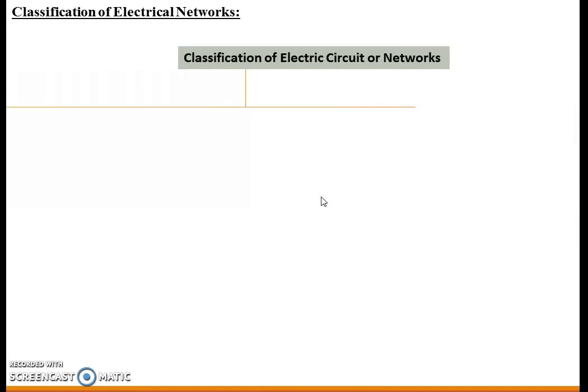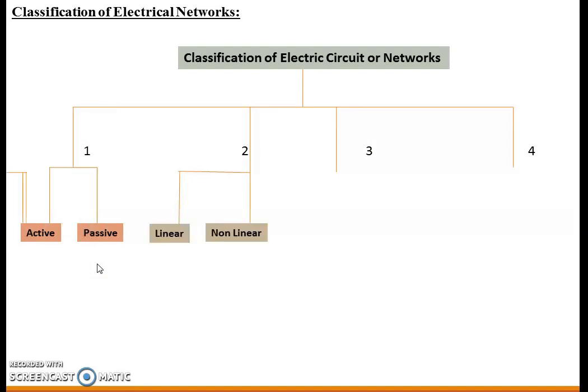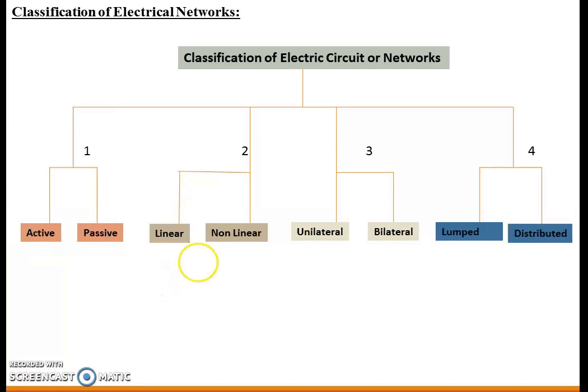Next one, classification of electrical network. For that, I have drawn one tree diagram or branch diagram. Totally, there are 8 classifications based on 4 factors. First one active passive, then linear non-linear, unilateral bilateral, last one lumped distributed. If you consider the first factor, that gives two classifications, active and passive. That means whether the given network is provided with an energy source or not, based on that active and passive networks are classified.